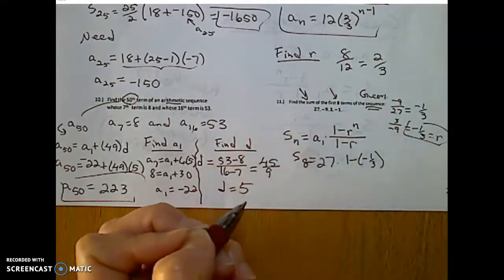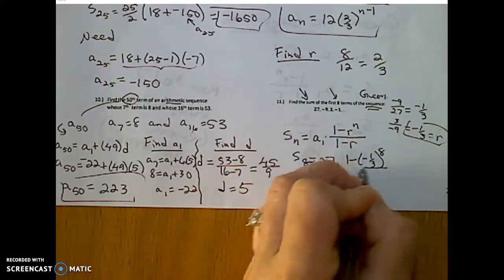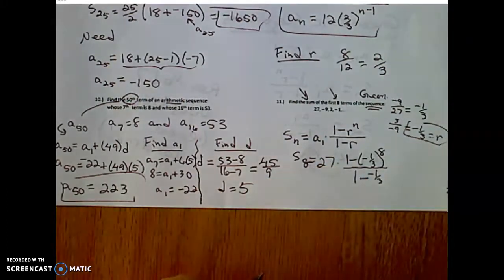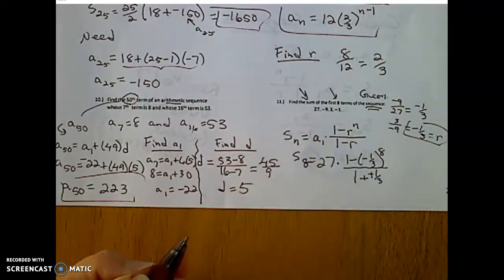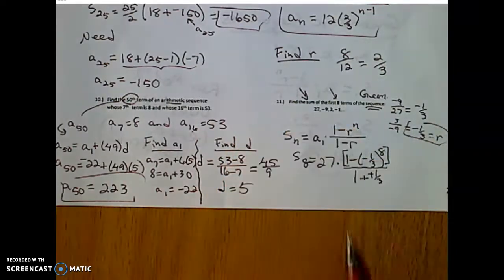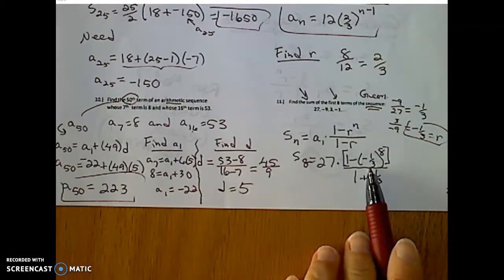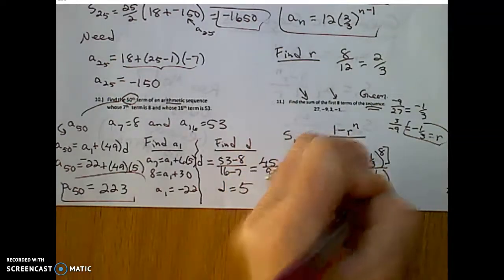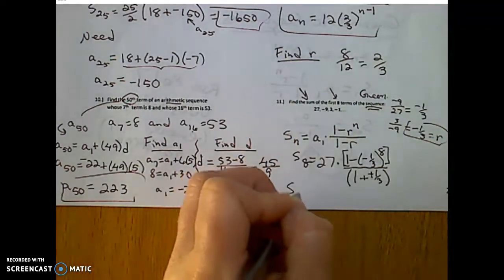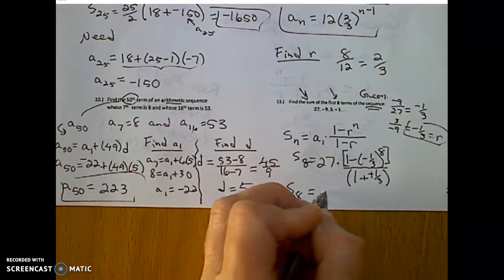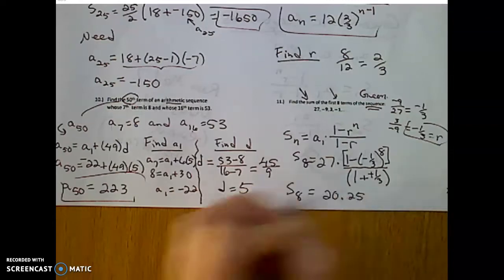1/3 to the 8th, all over 1 minus negative 1/3, which is plus 1/3. Pick up your calculator. 27 times parentheses. Make sure you have parentheses around that negative ratio also. Divided by parentheses. And try plugging that into your calculator so you're prepared for that. The sum of the first 8 terms, I got 20.25.